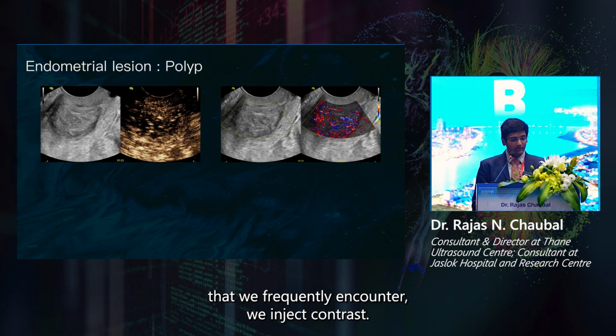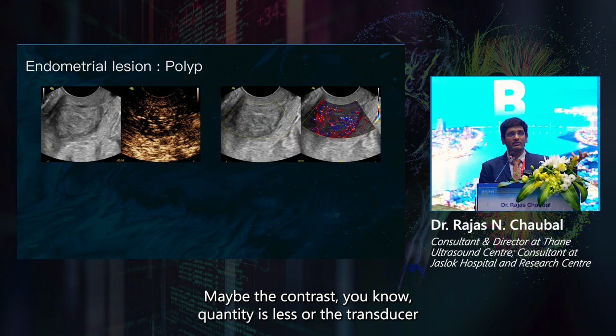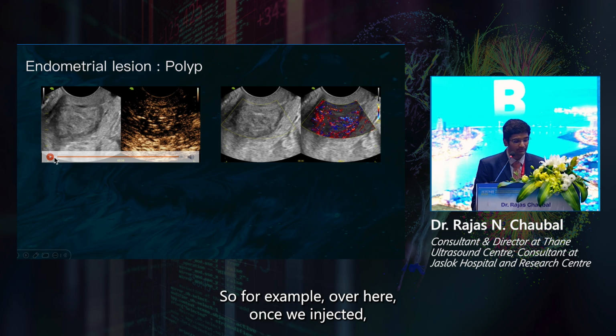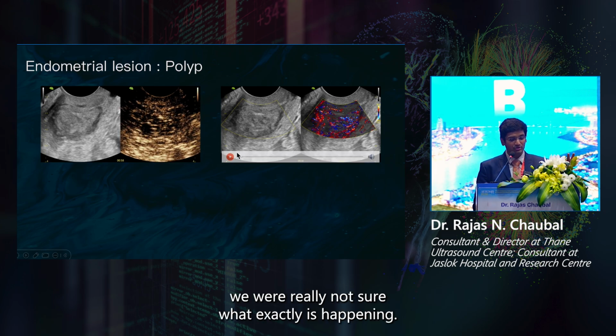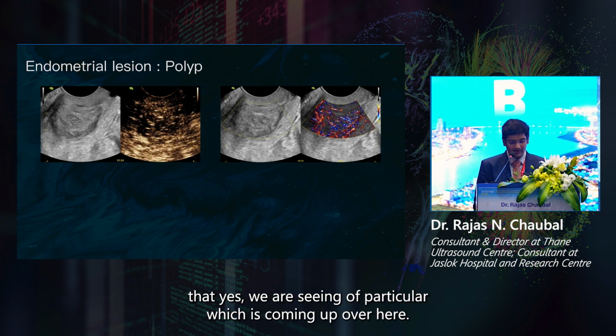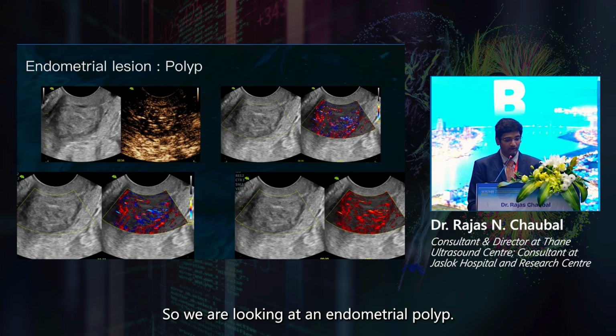We inject contrast and, sometimes for whatever reason, the enhancement is very poor. Maybe the contrast quantity is less, or the transducer setting is not right, or whatever it may be, right? So for example, over here, once we injected, we were really not sure what exactly is happening. But once we processed these images, we were rest assured that yes, we are seeing a pedicle which is coming up over here. So we are looking at an endometrial polyp.